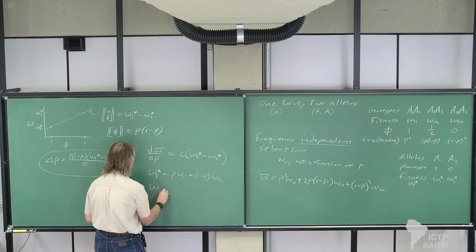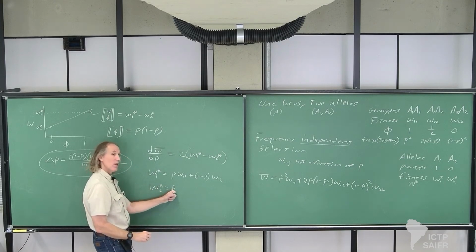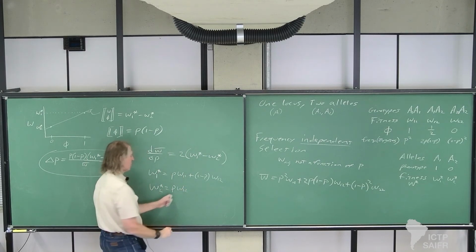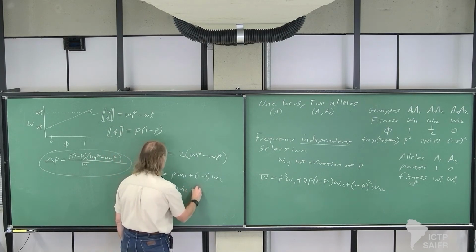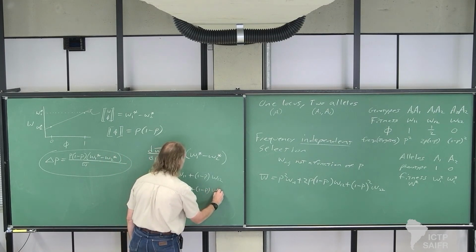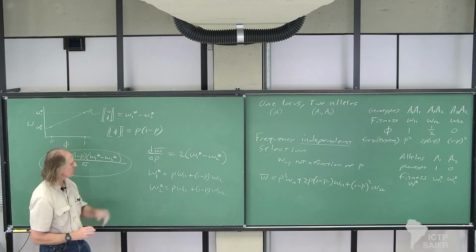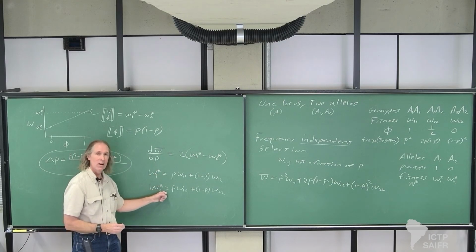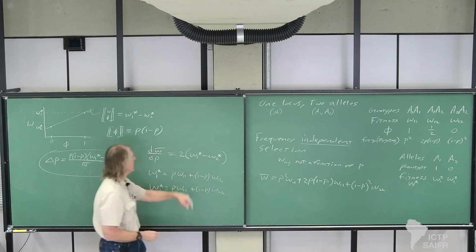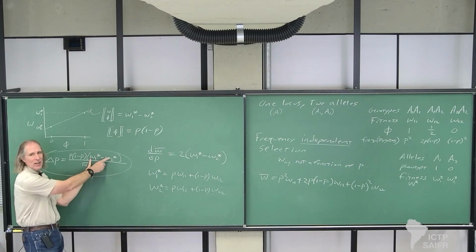Similarly, we write W2 star is the probability that an A2 is paired with an A1, which is p, under random mating, times W12, the fitness that the heterozygote would have, plus the probability that it's paired with another A2, 1 minus p, times W22. Okay. If you take these definitions of marginal fitnesses, you can show that when you take the derivative of that with respect to p, it comes out to be 2 times this difference. Why does that matter? Because here's this difference right here.